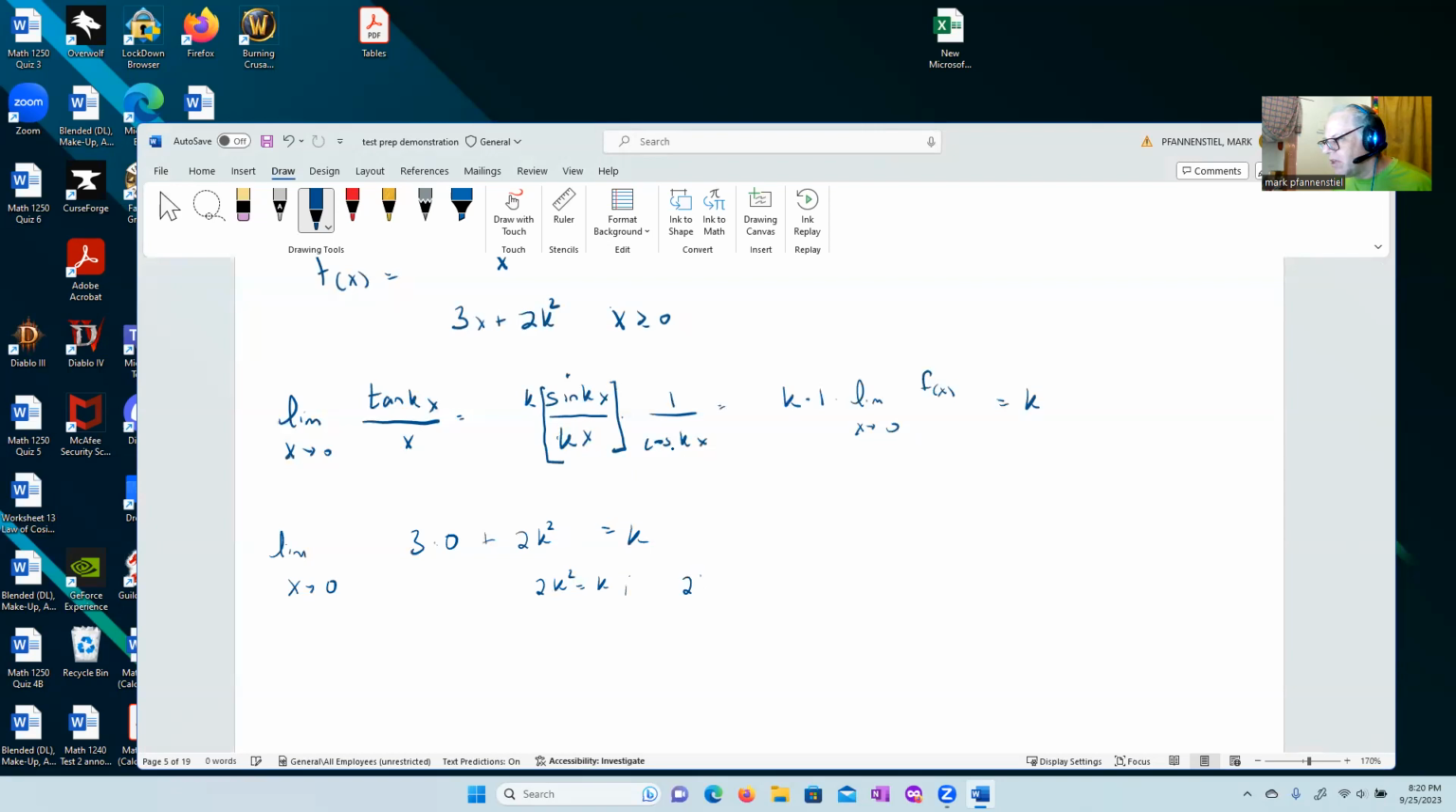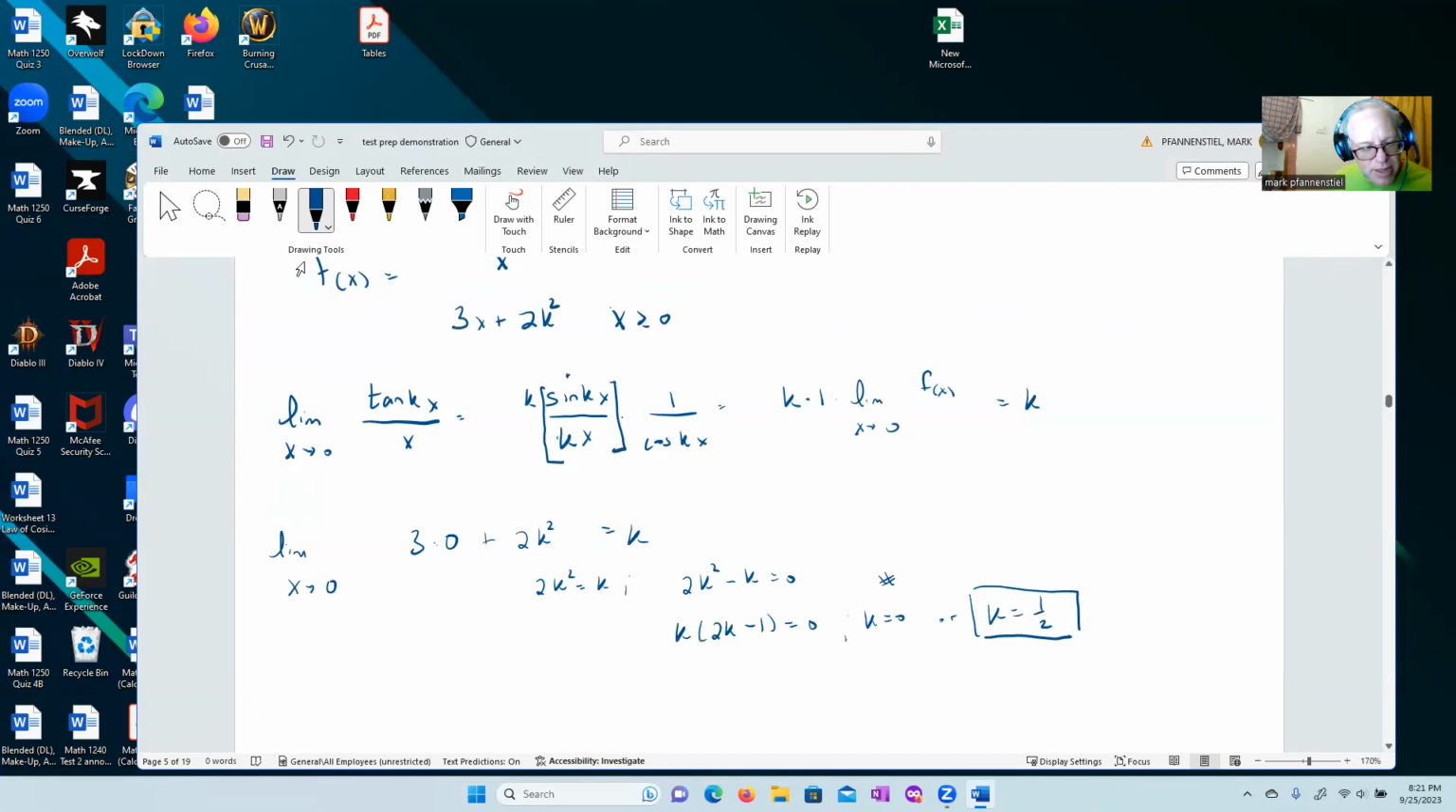So we have 2k squared minus k equals 0. We could factor a k out, so we have k times 2k minus 1 equals 0. So either k equals 0, but that wasn't allowed, so that's not a solution, or solving this part, we have k equals 1/2. So the answer to number 3 here is that this function is continuous when k is equal to 1/2.